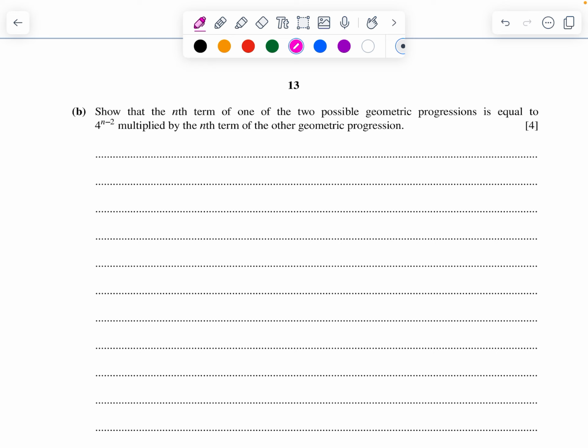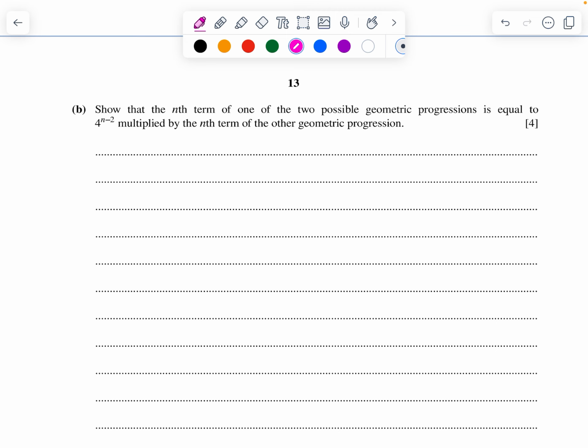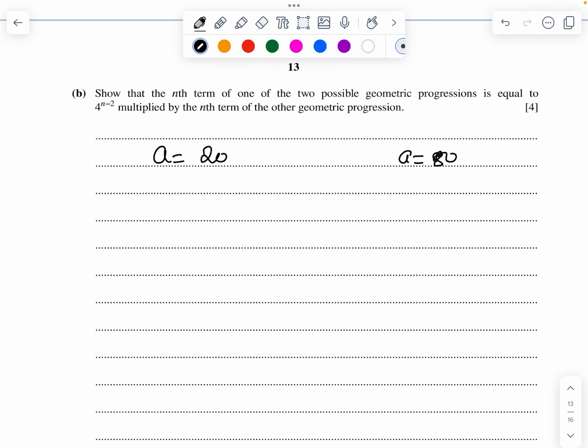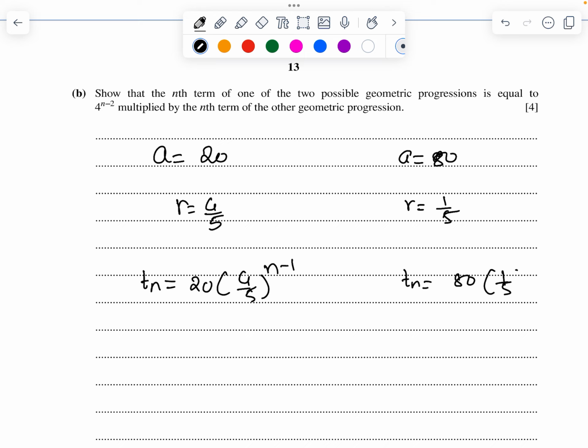Show that the nth term of one of the two possible geometric progressions is equal to 4 power n minus 2 multiplied by the nth term of the other geometric progression. So we know that a was 20 and a was 80. In this case, r is 4 upon 5, and in this case r is 1 upon 5. So the nth term is 20 times 4 upon 5 whole power n minus 1. In this case the nth term is 80 times 1 upon 5 whole power n minus 1.